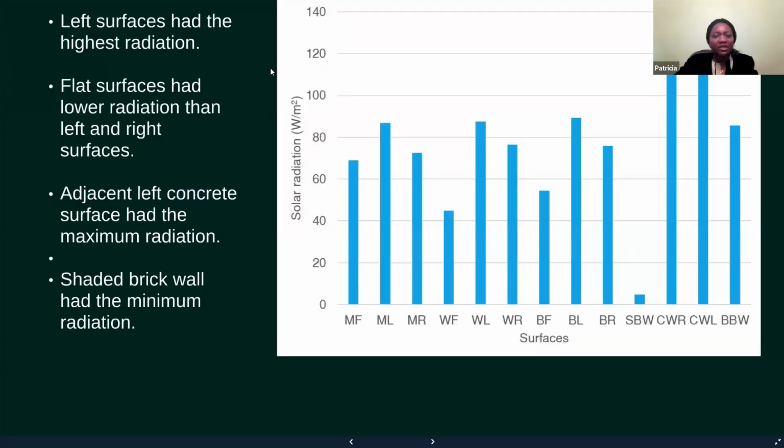So the left surfaces had the highest radiation. Flat surfaces had lower radiation than the left and right surfaces. Adjacent left concrete surface had the maximum radiation. And we say the shaded brick wall had the minimum radiation. So this is a chart showing that.